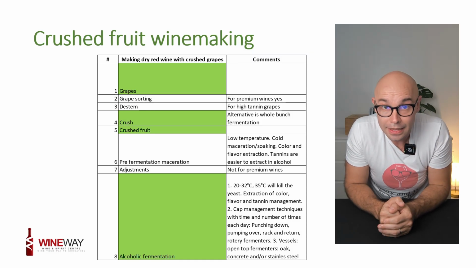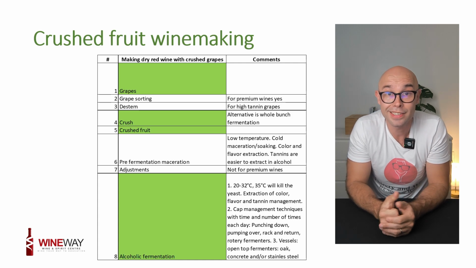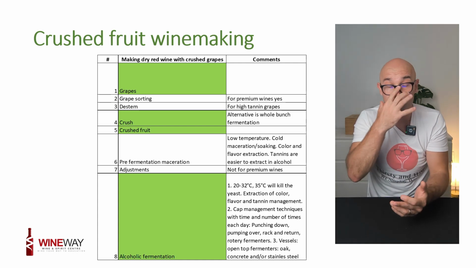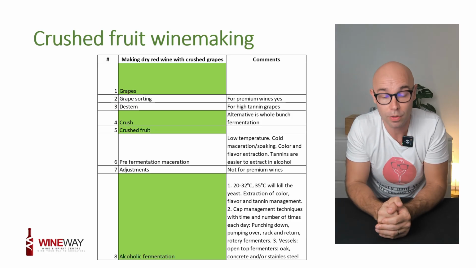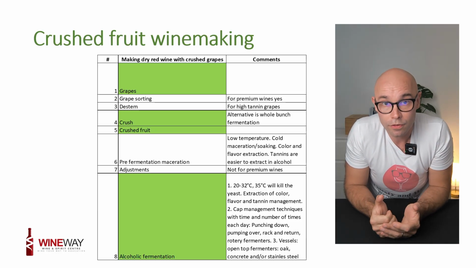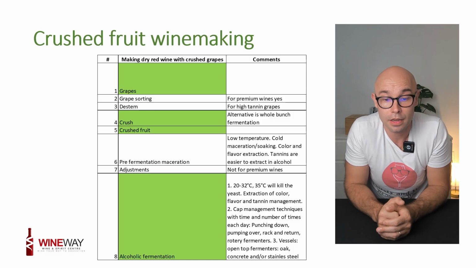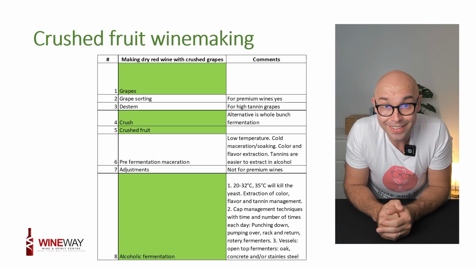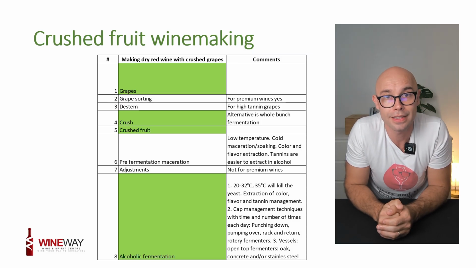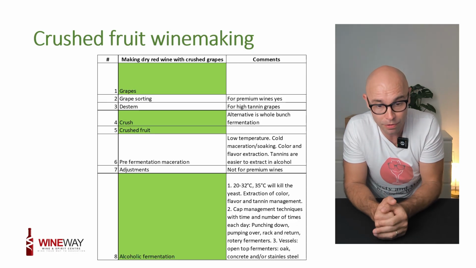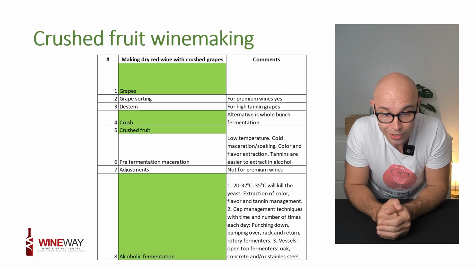Adjustments are usually not done for premium red winemaking. Alcoholic fermentation is one of the most important steps in red winemaking. The fermentation temperature for red wines is going to be higher than for white wines, around between 20 and 32 degrees Celsius. Above 35, this temperature is too high and it will kill the yeast and stop the fermentation.